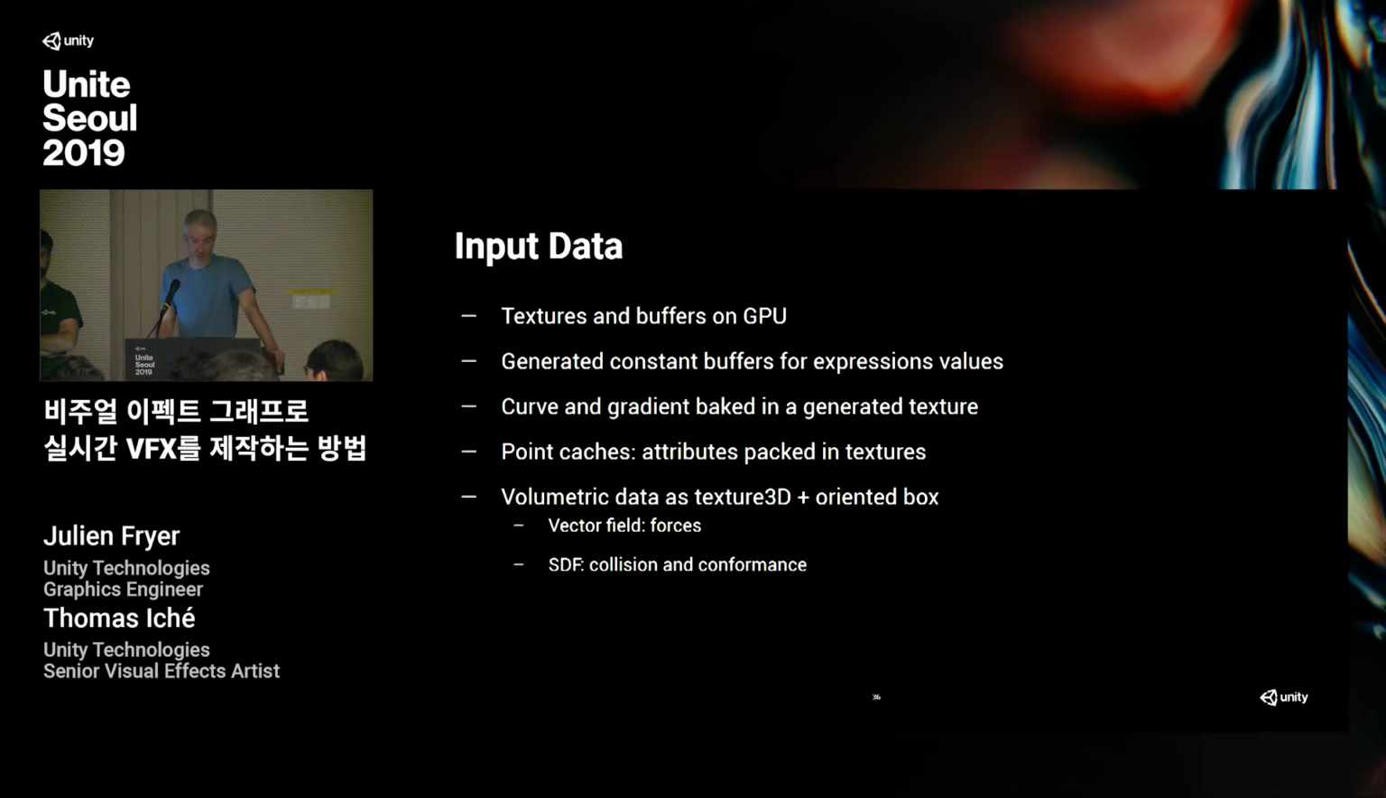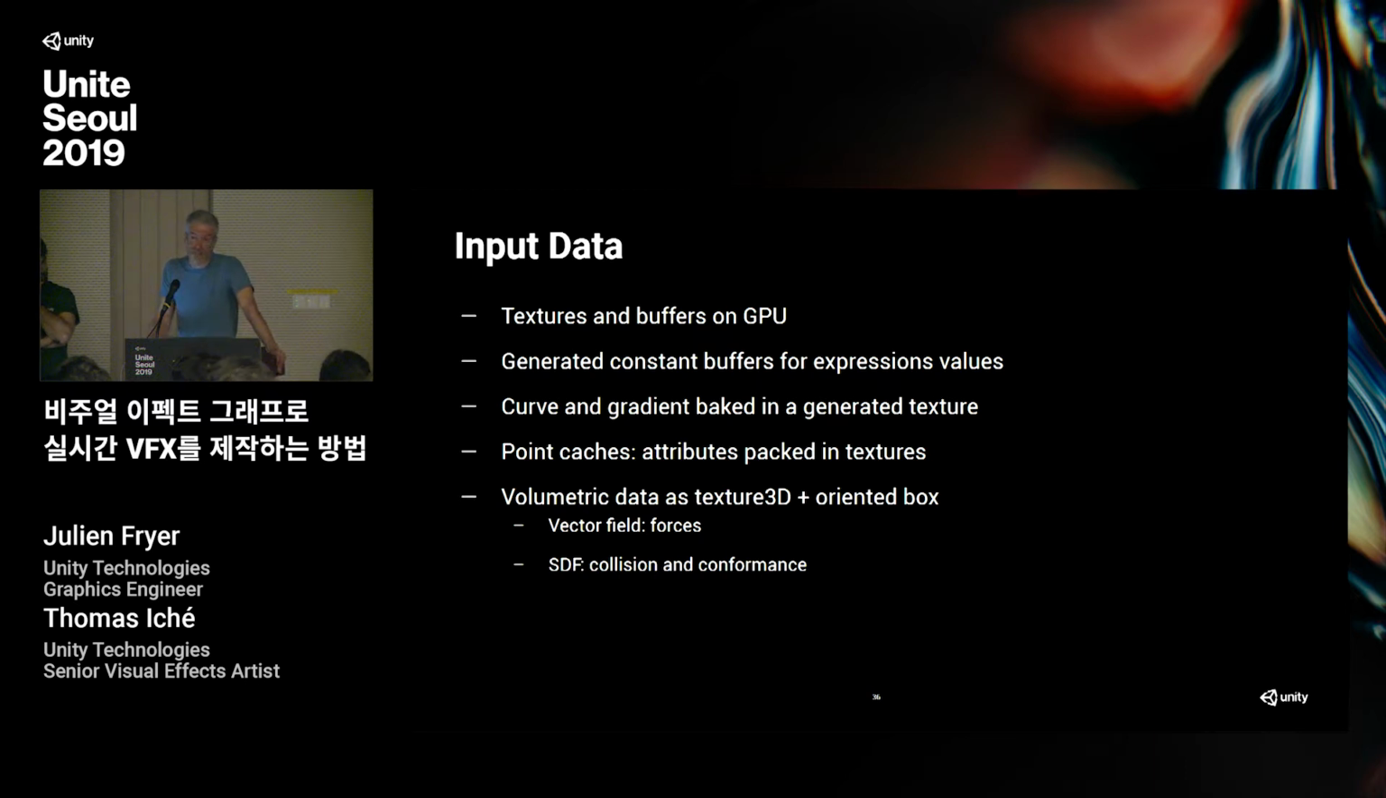We also have what we call volumetric data. It's basically a 3D texture and an oriented box to place that data in the scene. So we have vector fields. A vector field is basically one force per voxel, so it's used to implement complex local forces.